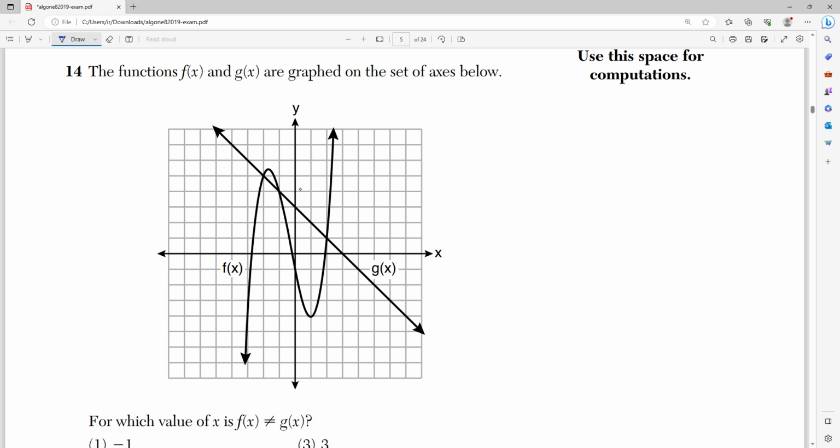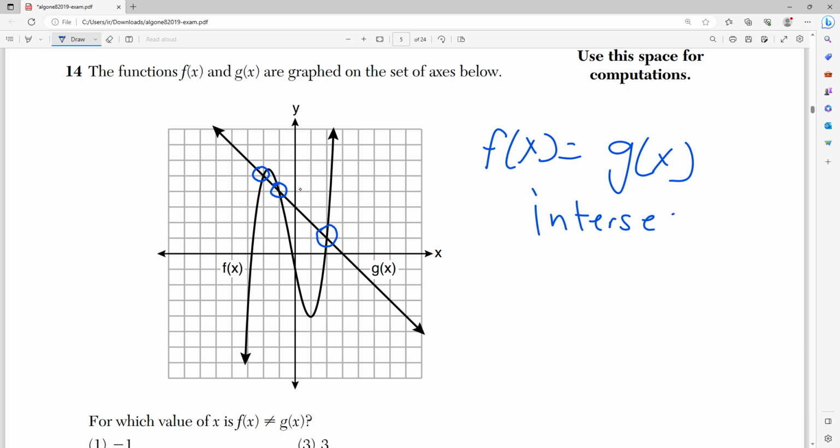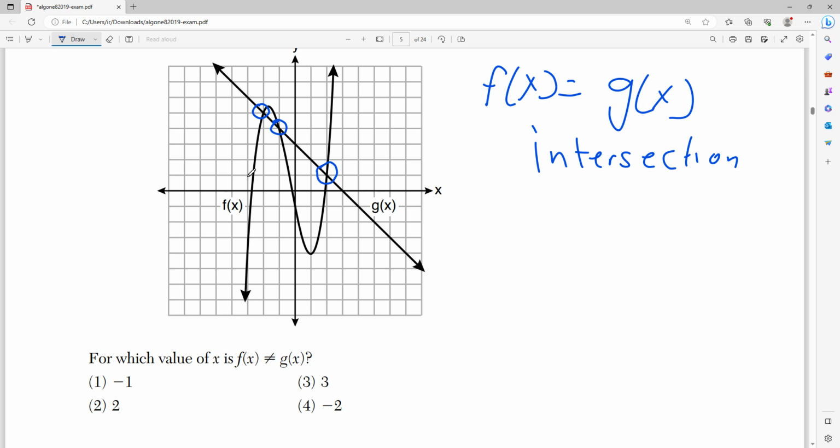Well, whenever two functions are equal to each other, they intersect, right? So they're equal to each other at this point, at this point, and this point. So whenever you think of f of x equal to g of x, think about intersection. All it's asking is which value they do not intersect at. They intersect at 1, 2, -1, and -2. So the only value that they don't intersect at is 0, right here.